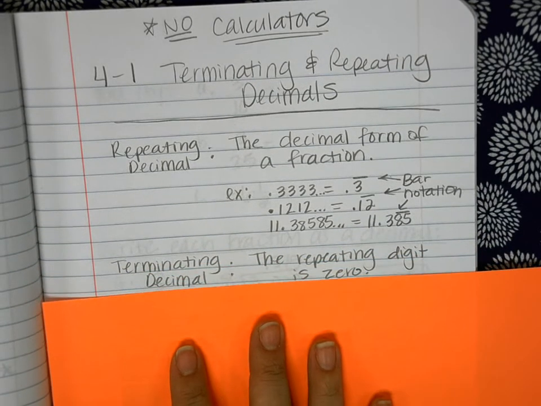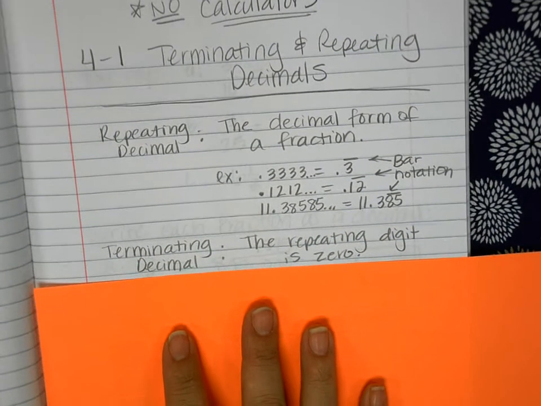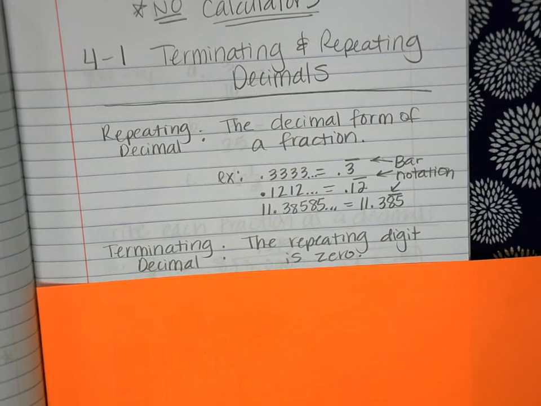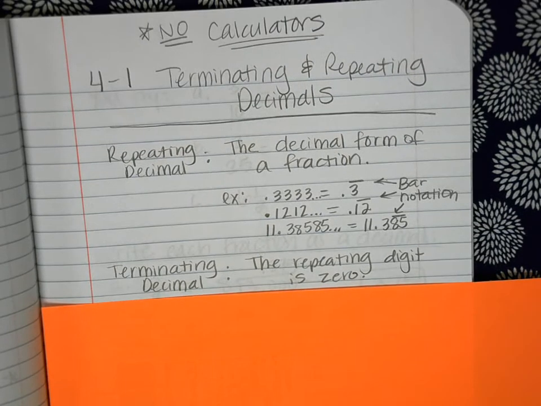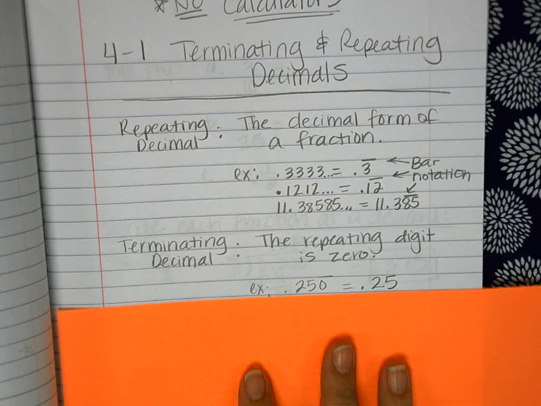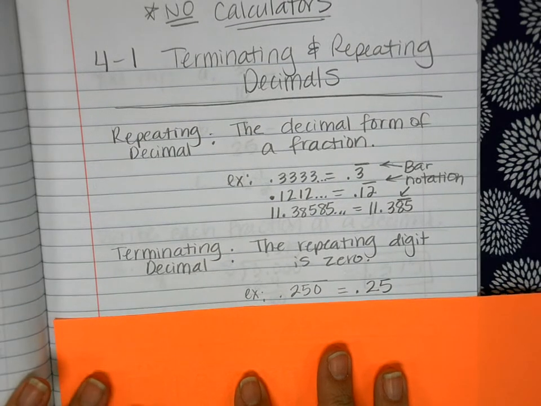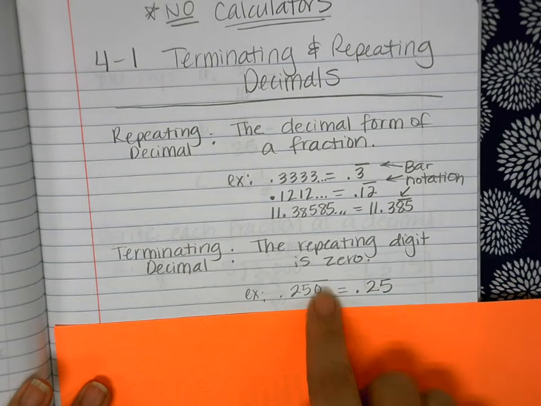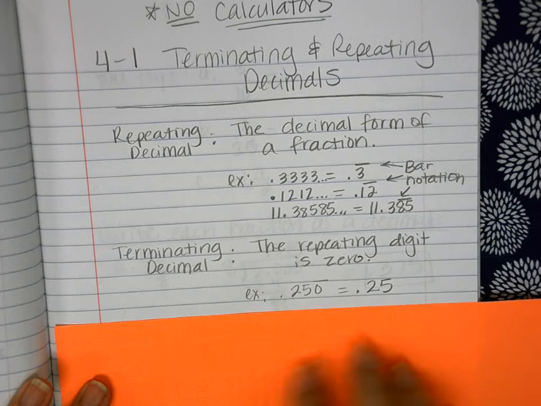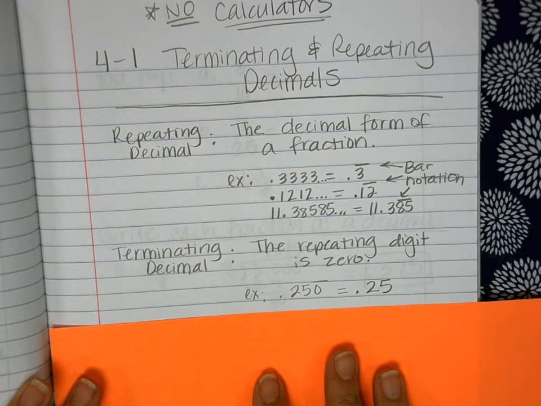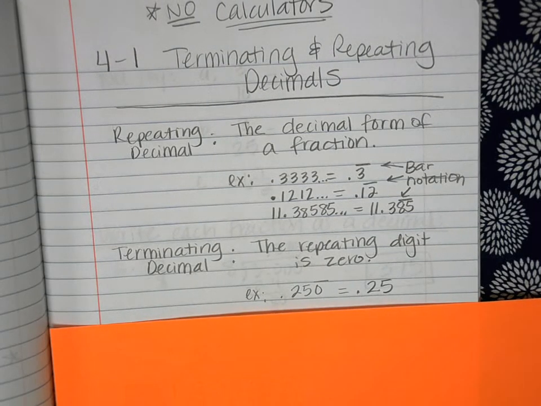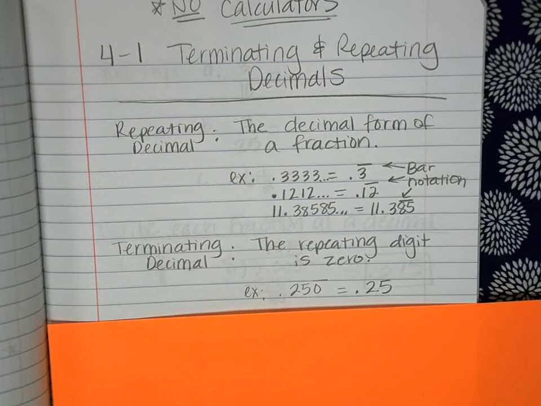Terminating decimals, the repeating digit is 0. That just means it stops, right? Because if you just keep going 0, 0, 0, it's over. It ends. So 0.25 with a 0, and that would be repeating, it's just 0.25. Okay? We don't normally have this bar notation over a 0. I just show you that because I want you to know the zeros just keep going. Okay? But you don't have to write it that way.